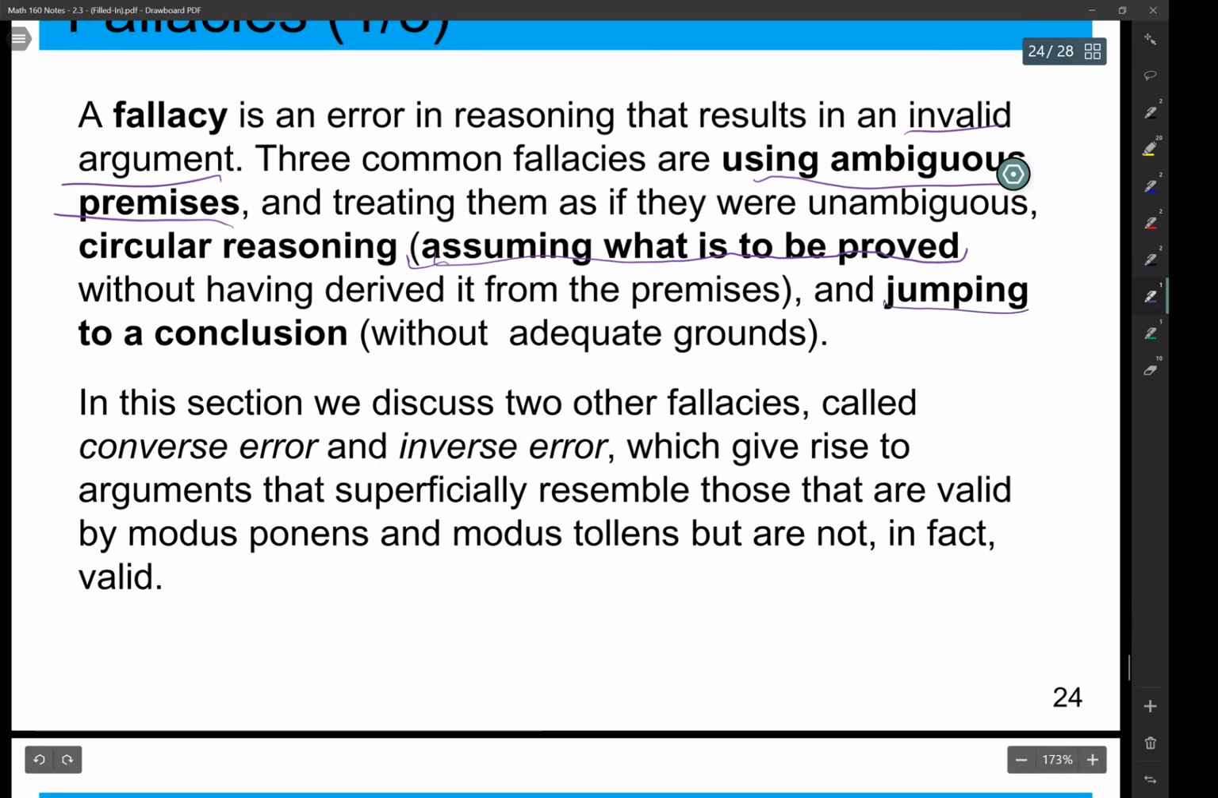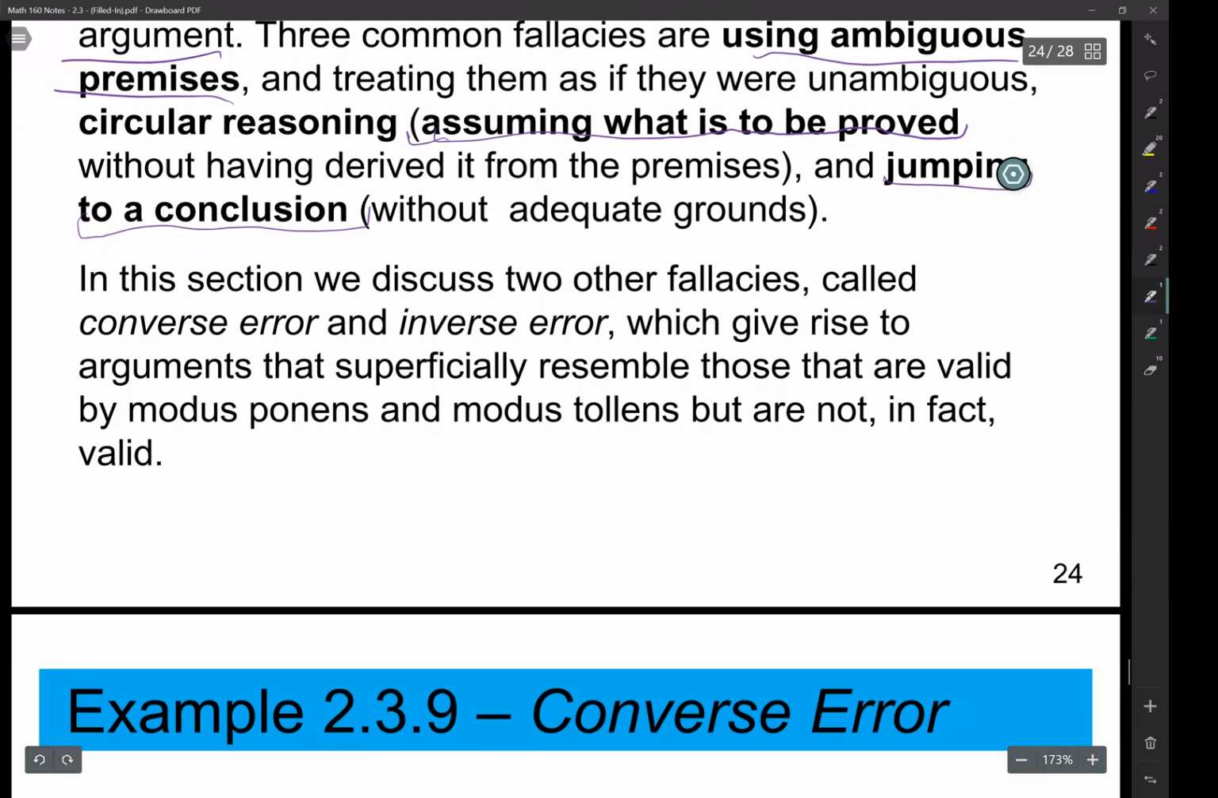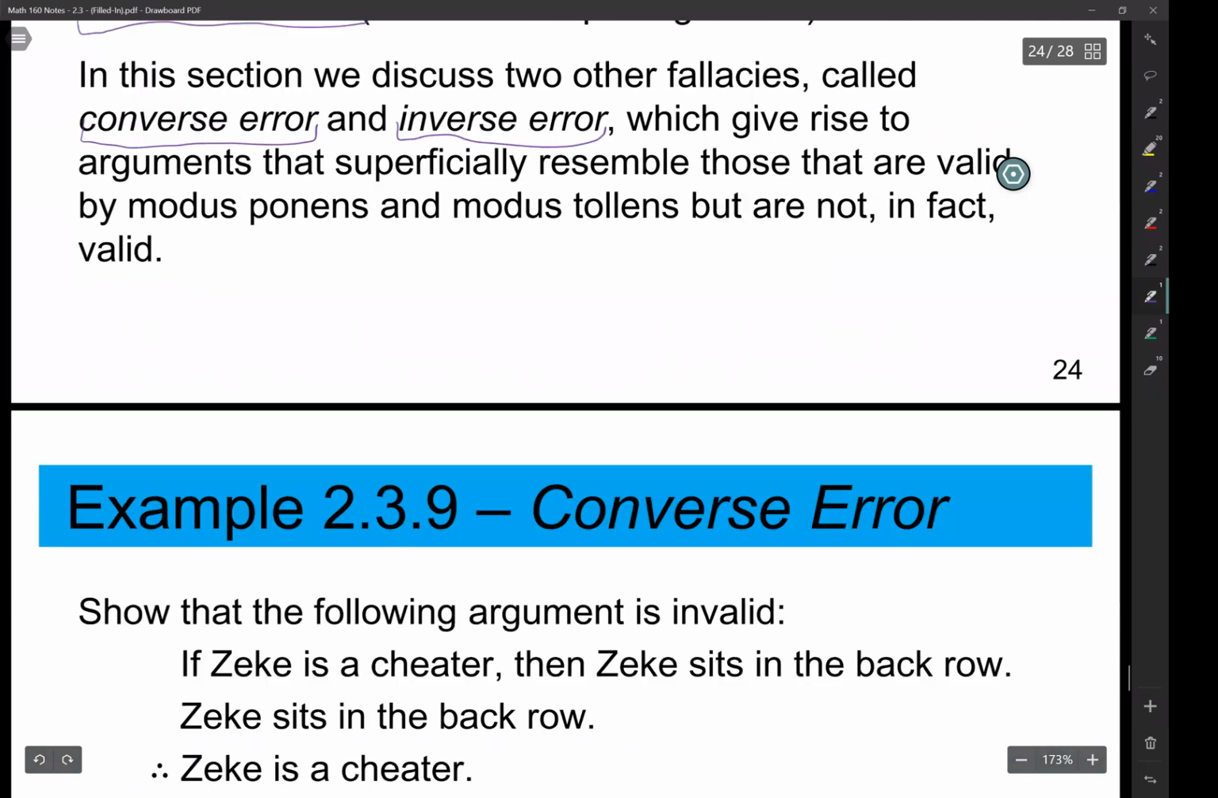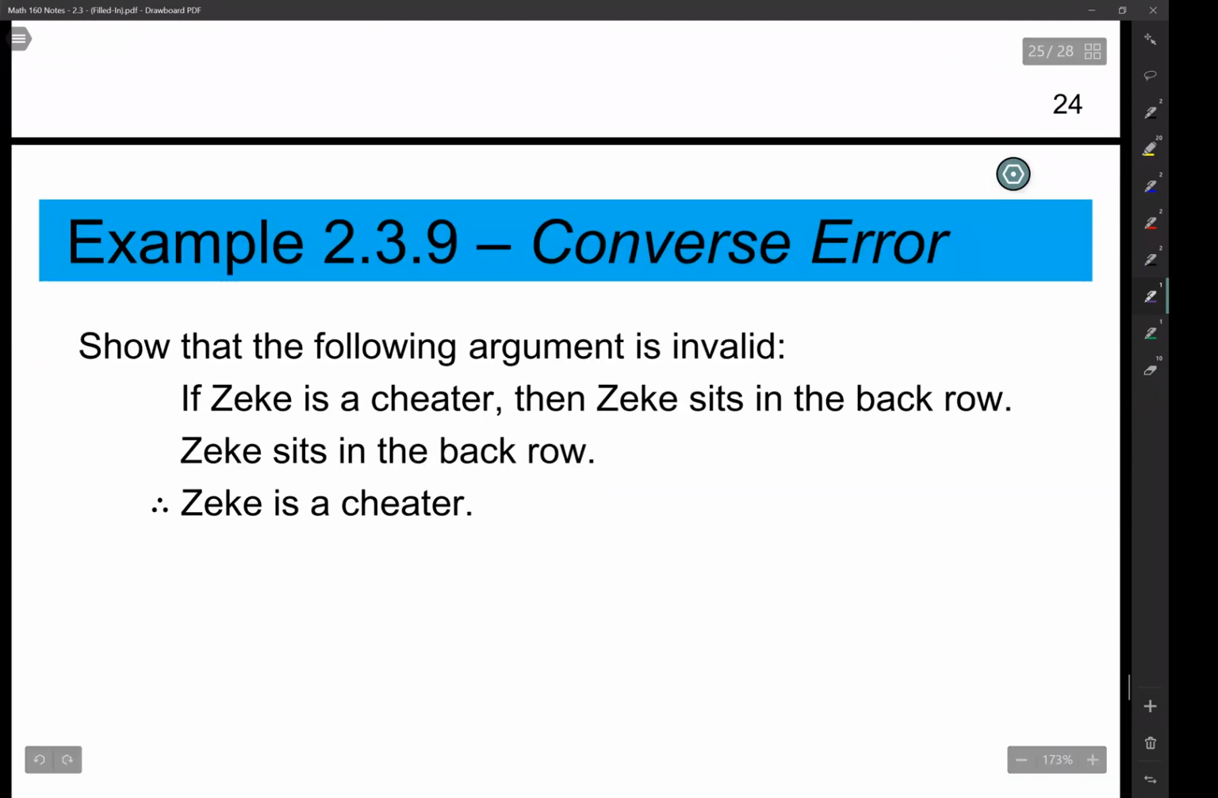And then jumping to a conclusion is a bad one too. That means you jump to the conclusion without making sure that you had the premises that you were supposed to. We had talked about two other fallacies, called the converse and inverse errors. Let's bring those up again to make sure that you understand that these are fallacies as well. They're bad arguments. They're invalid arguments. So let's take a look at this one.